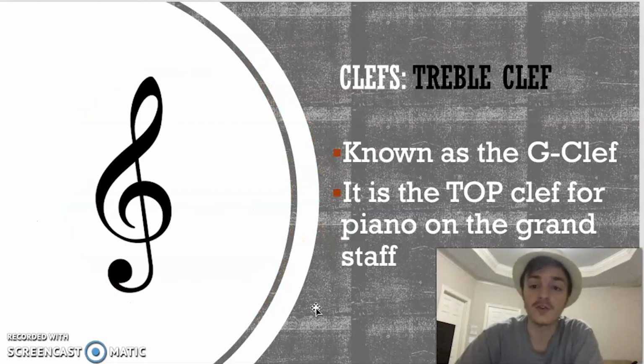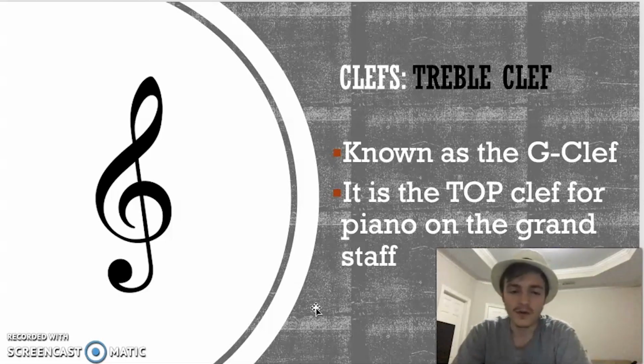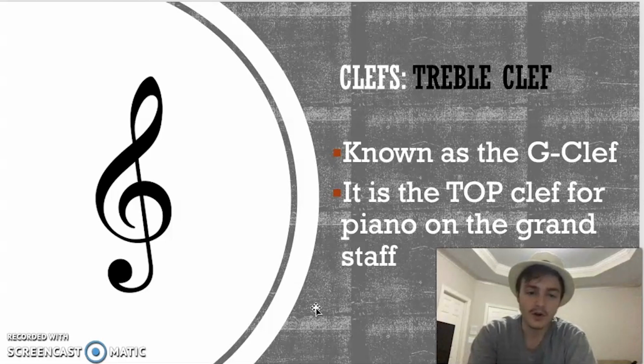So let's first look at the treble clef. The treble clef, also known as the G clef, because it kind of looks like a G, and when you're actually drawing it, the curl at the bottom of the clef occurs around the G line. It's the top clef for a piano on the grand staff. You'll also see this clef in most band instruments, or if you're singing a top part, you'll see treble clef. If you play saxophone or trumpet, things like that, you'll most likely be playing out of the treble clef.